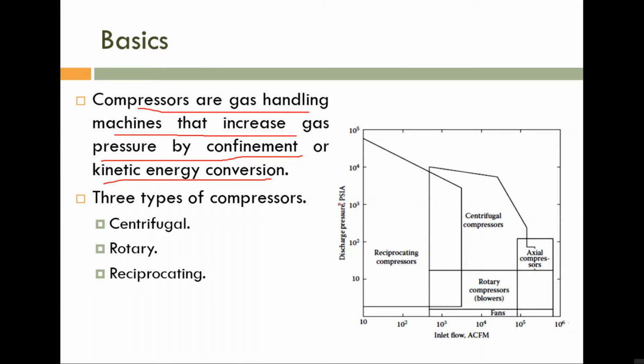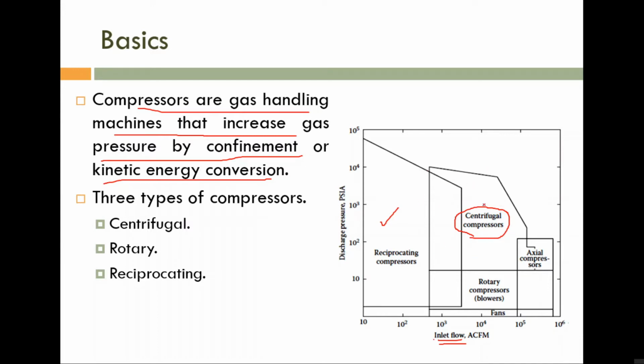If we want a large pressure, small flow application, a reciprocating compressor is used. Please note, this is the inlet flow rate, not the discharge flow rate. If the inlet flow is small and we want a very large discharge pressure, a reciprocating compressor is used. For large discharge pressure and large flow application, a centrifugal compressor is used. Please note the position of this centrifugal compressor.